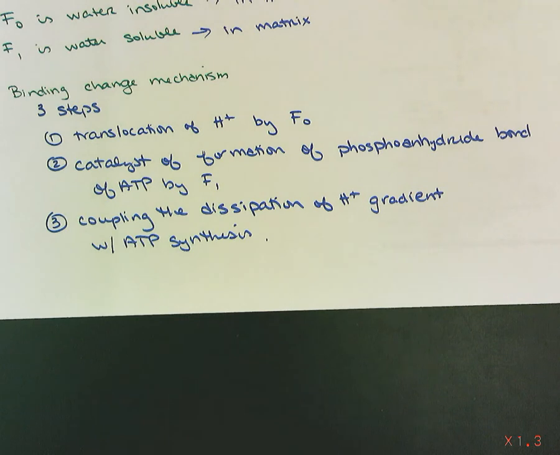So we're pumping protons using our F0 in the membrane part of the protein. We're going to be making the phosphate anhydride bond to make the ATP using F1. And then we are going to couple the action of F0 and F1 to change the proton gradient in that zone.